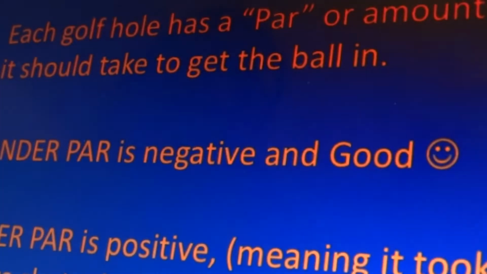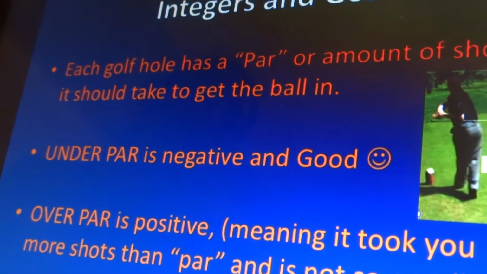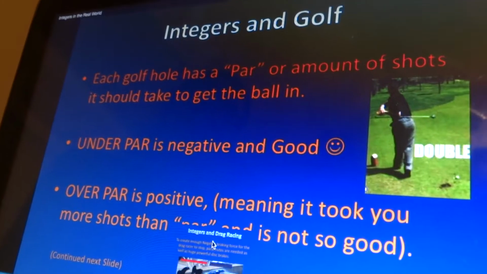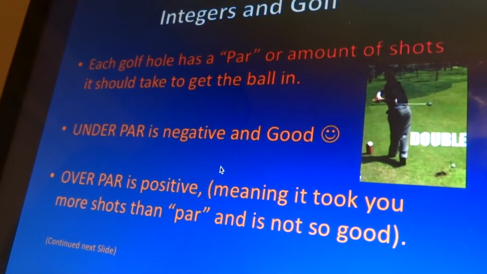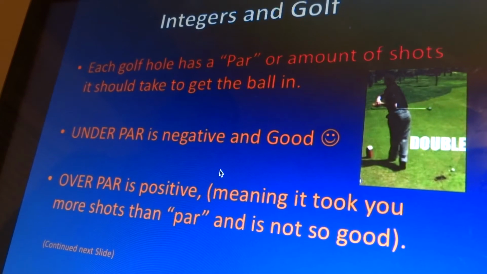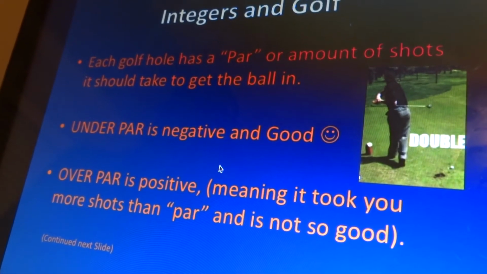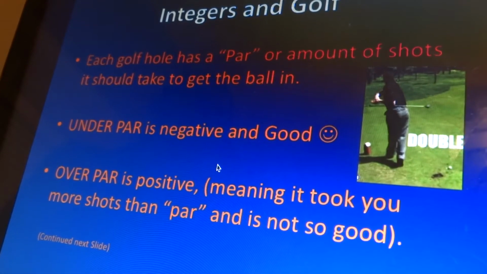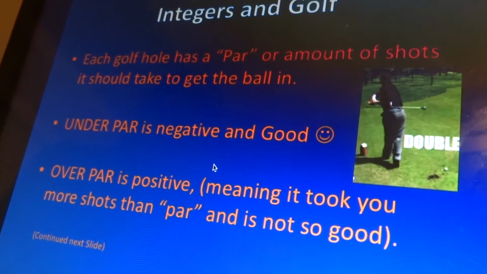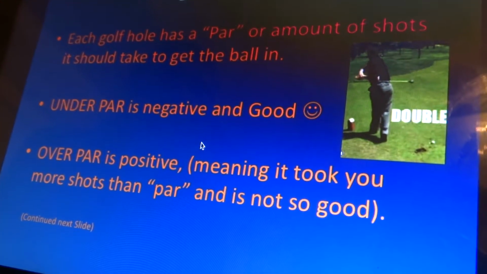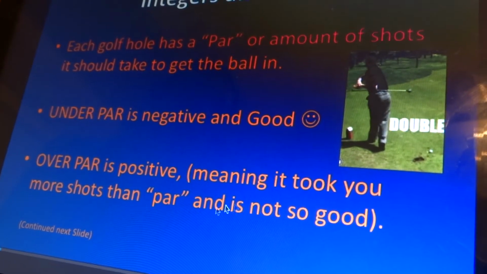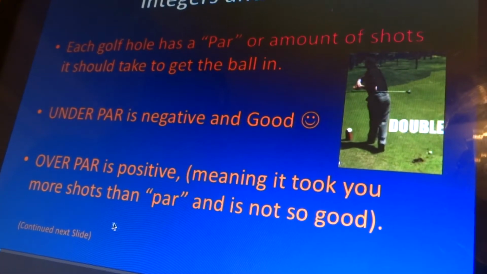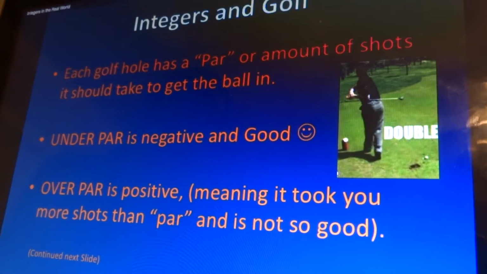So integers and golf. You must be knowing about golf. What are the rules to play golf? Each golf hole has a par, or amount of shots it should take to get the ball in. Under par is negative and it is always good, and over par is positive. That means it took you more shots than par and is not so good.